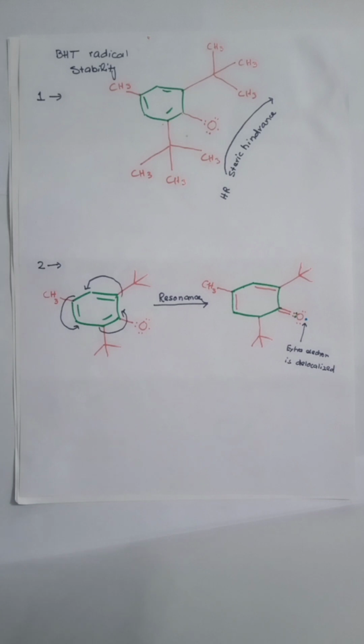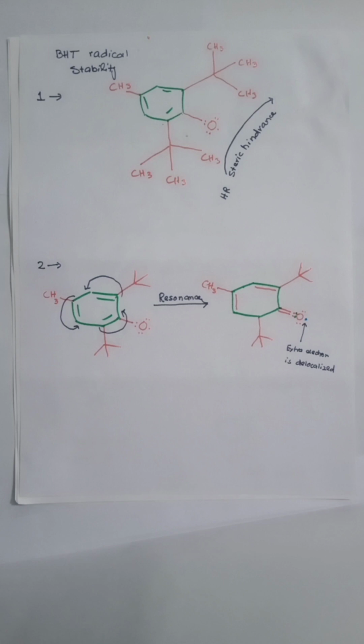Another reason for the stability of the BHT radical is resonance. The oxygen atom of the BHT radical, which has transferred its hydrogen atom to vitamin D, has 7 valence shell electrons. When resonance occurs in the BHT radical, one of the double bonds of the ring is transferred to the carbon-oxygen bond, due to which the valence shell of the oxygen atom becomes full and one extra electron is delocalized, and hence resonance of the BHT radical continues onward.